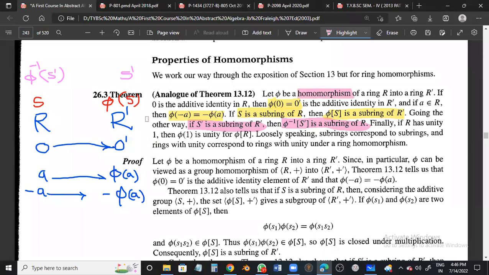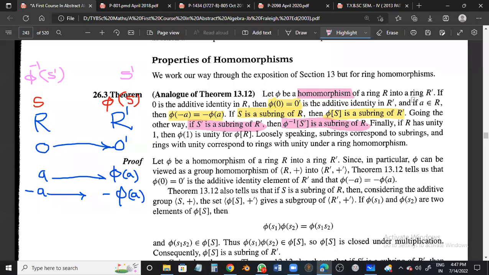What does it say? 0 of R is carried to 0 of R dash. So 0 of R dash we are denoting by 0 dash. So the image of 0 is equal to 0 dash. So if 0 is the additive identity in your parent ring, then 0 dash is the additive identity in R dash.